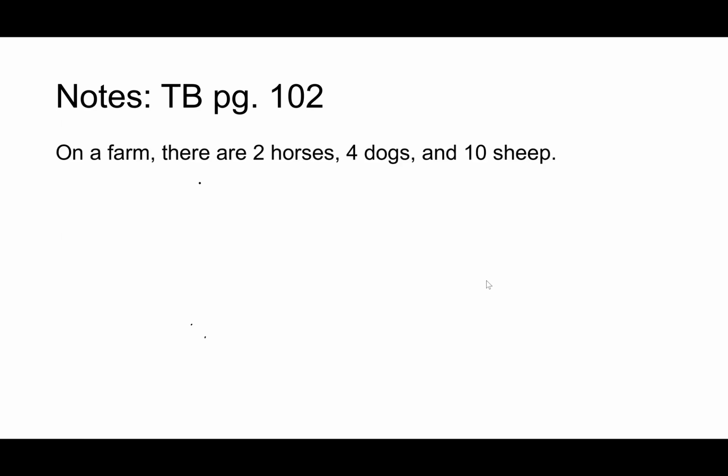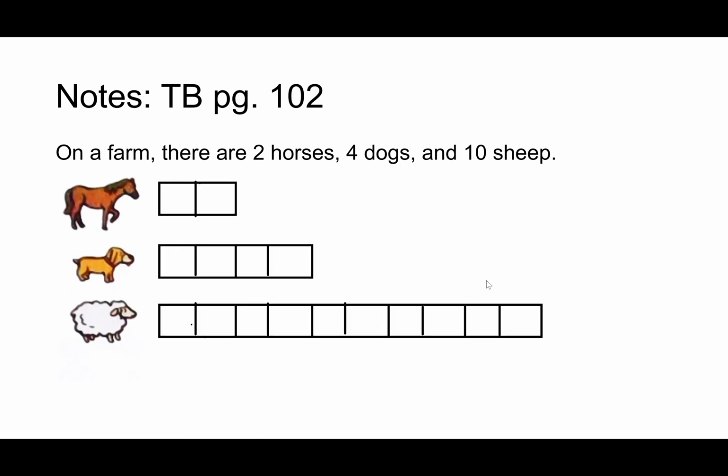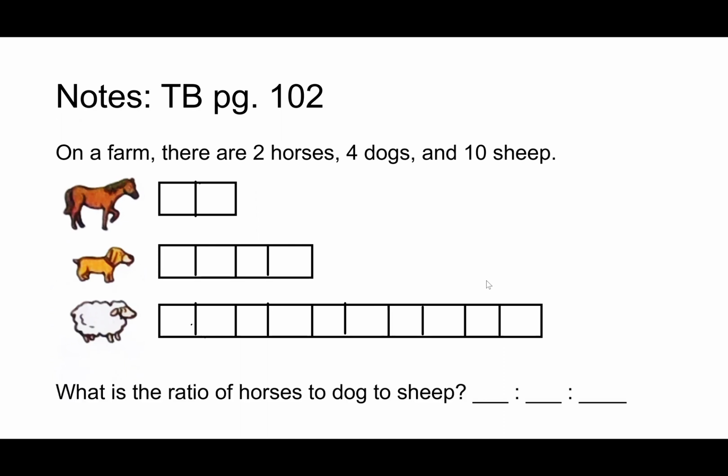On a farm, there are 2 horses, 4 dogs, and 10 sheep. If we were to represent the horses, the dogs, and the sheep with bar models, they would look like this. They've got 2 units of horses, 4 units of dogs, and 10 units of sheep. What is the ratio of horses to dogs to sheep?